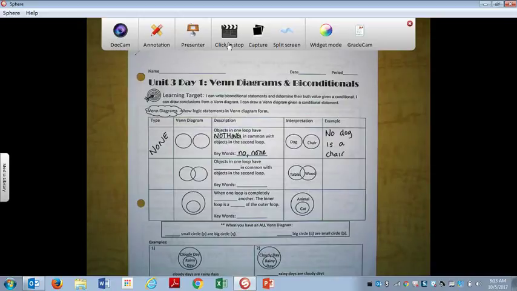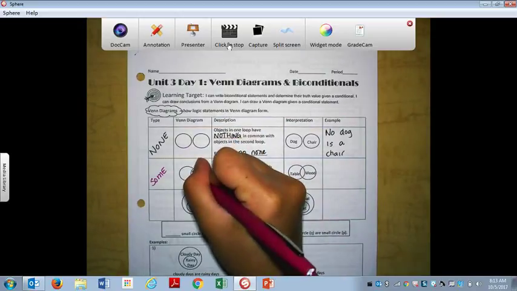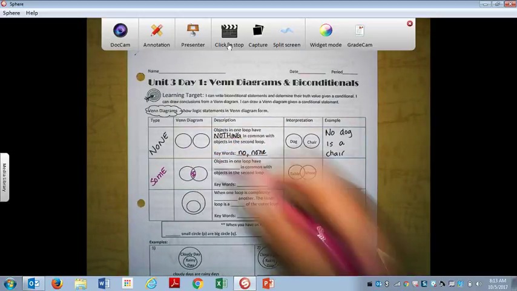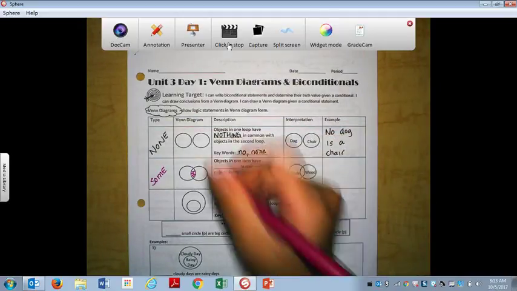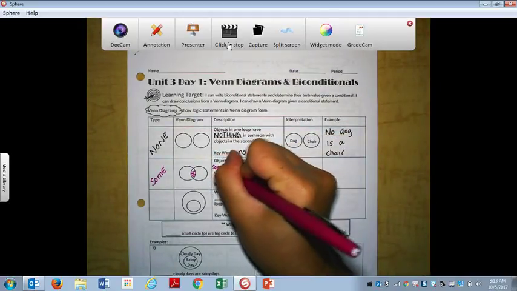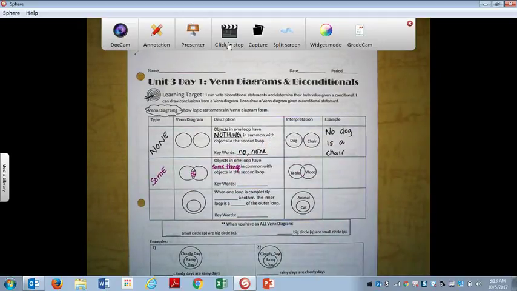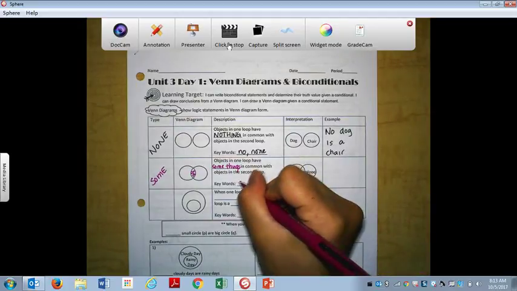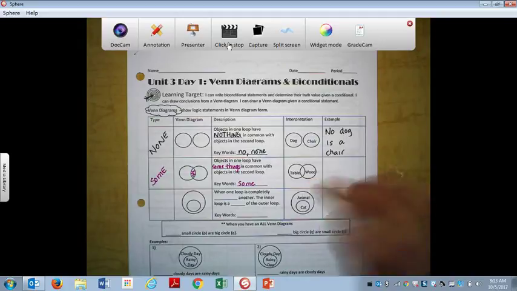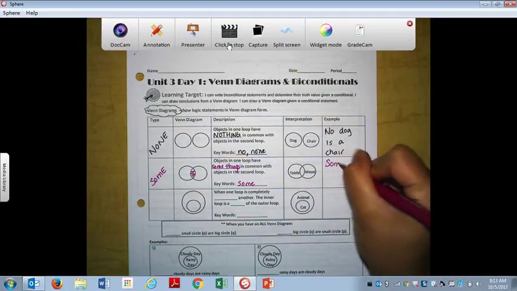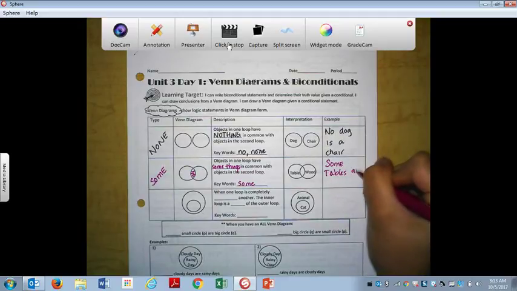The next one is some. You can remember this with the two circles, a little bit of each circle touching each other, some of the circle touching. Objects in one loop have some things in common with objects in the second loop. Keyword: some. Looking at this diagram, you can say that some tables are wooden.